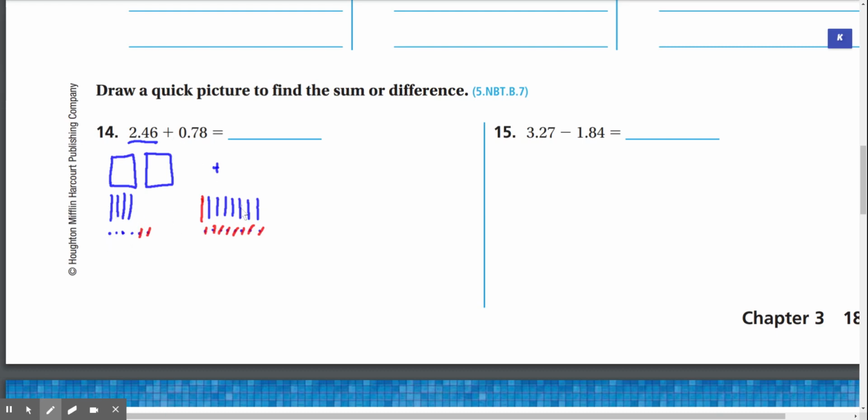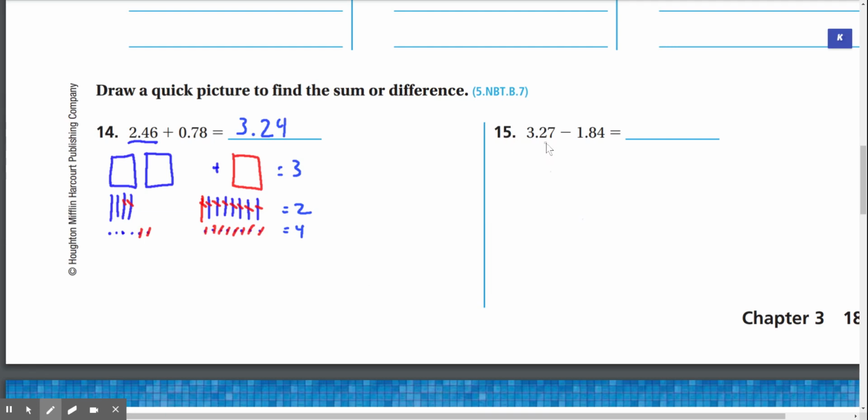And now let's add the sticks. We have 1, 2, 3, 4, 5, 6, 7, 8, 9, 10. Well, when we have 10 sticks, that's equal to 1 square. We're going to cross out all these 10 sticks and change it to 1 square. And we're left with 2 sticks. So we're left with 4 dots, 2 sticks, and 1, 2, 3 squares. So that's going to give us an answer of 3.24.